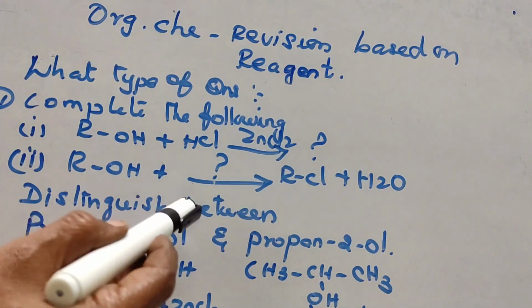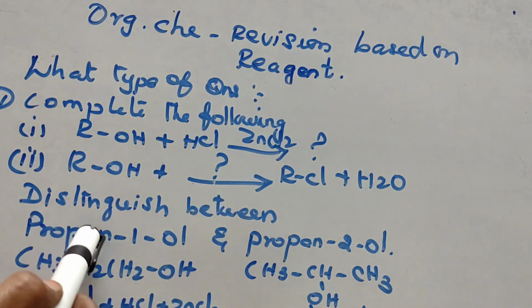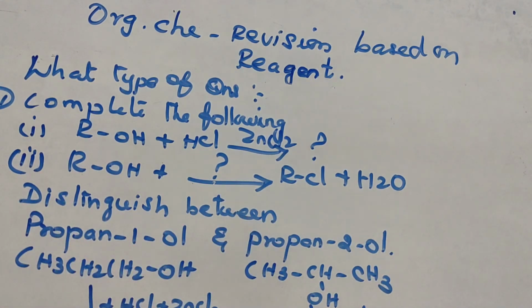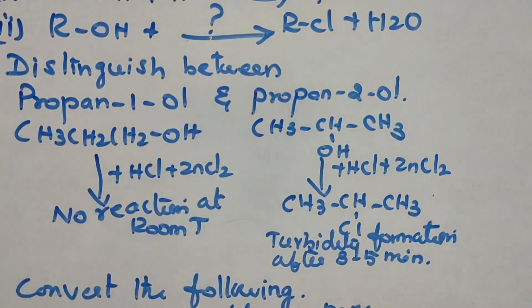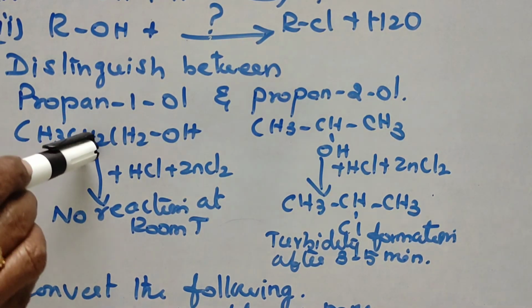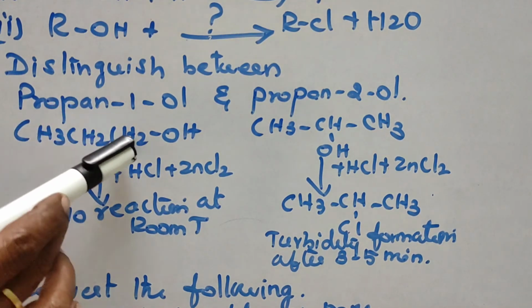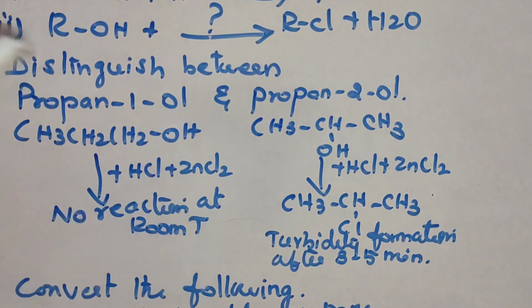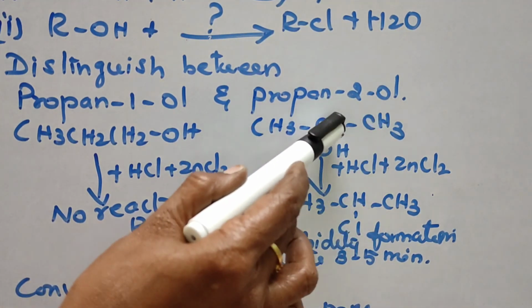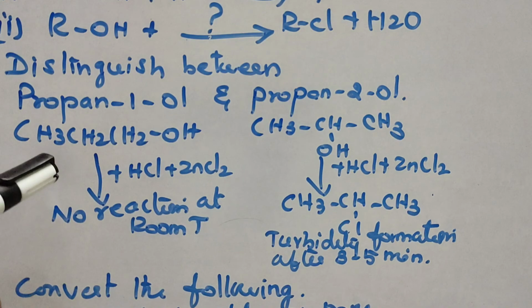The second type of question: distinguish between propan-1-ol and propan-2-ol. It will be given in the form of IUPAC names. So first you should convert into formula. Then only you can identify whether it is 1 degree, 2 degree or 3 degree alcohol. Here both are alcohols. If both are given as alcohols, immediately you should write the formula. Propane means 3 carbons, so CH3CH2CH2OH. Propan-2-ol means OH on the second carbon. So from the formula it is very clear: this is 1 degree alcohol, this is 2 degree alcohol.